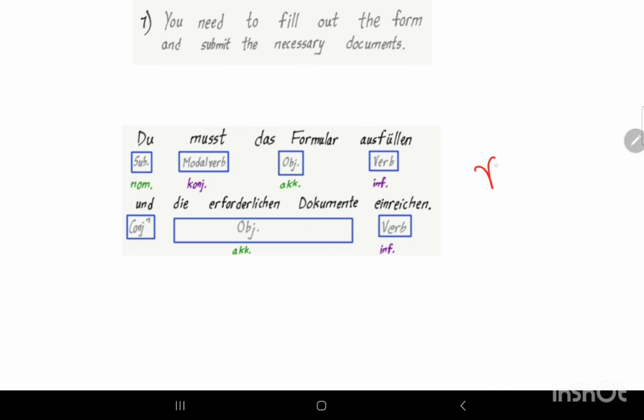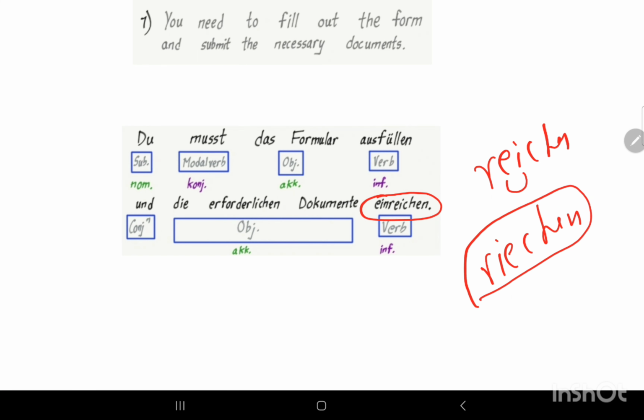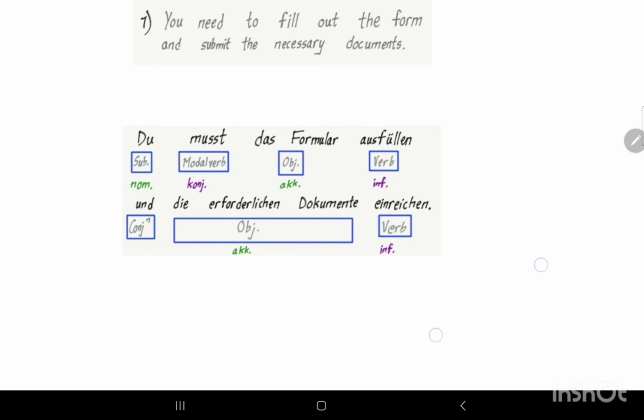Just checking if you know. So whenever you learn a verb, see if you can just create a mind map. So you have einreichen, right? So you have reichen. If I just interchange the positions of e and i, it will be riechen. What does riechen mean? It means to smell. Es riecht gut. It smells good. Es riecht schlecht. It smells bad. Okay. All right.